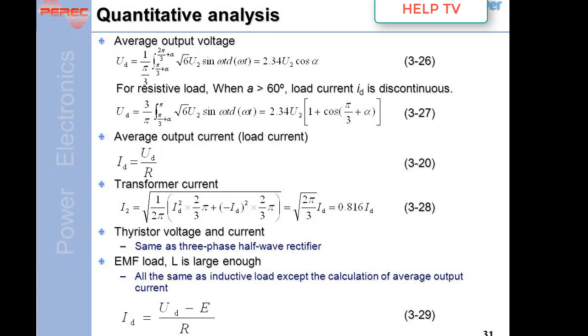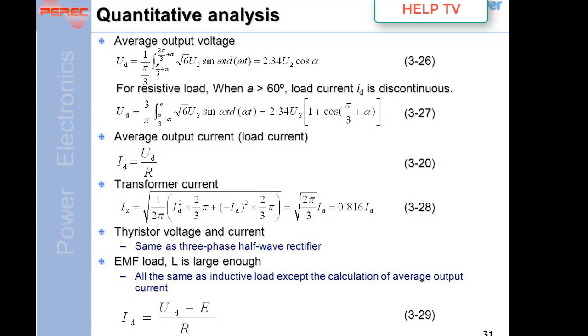Average output voltage. For resistive load, when α is greater than 60 degrees, load current id is discontinuous. Average output current, load current, transformer current, thyristor voltage and current are the same as three-phase half-wave rectifier.